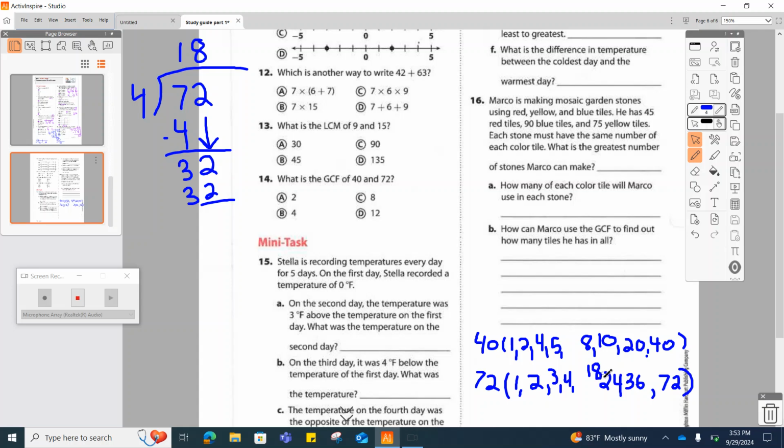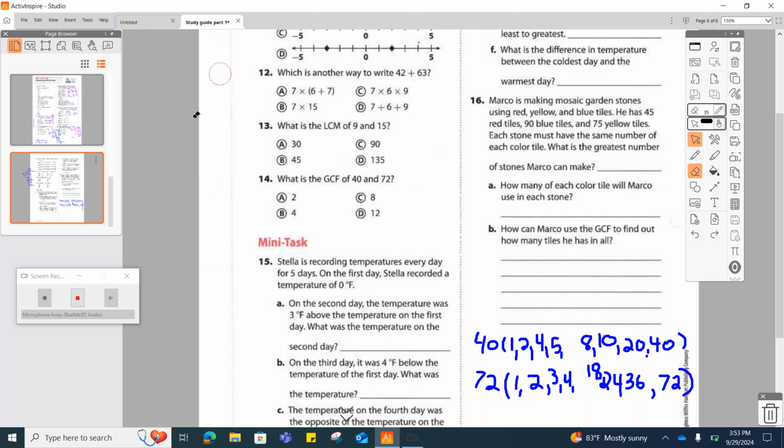So 5 does not go into 72. I could check 6, but honestly 6 is not a factor of 40, so even if 6 is a factor of 72, it's not going to be a common one. 7, oh, I can do 8. 8 times 9 is 72.